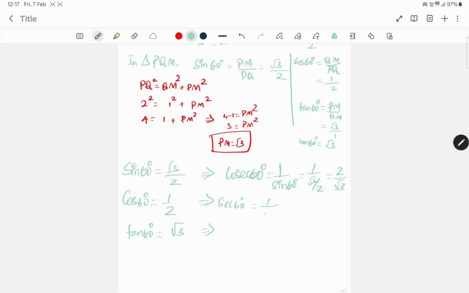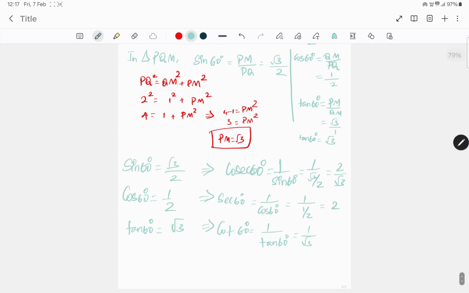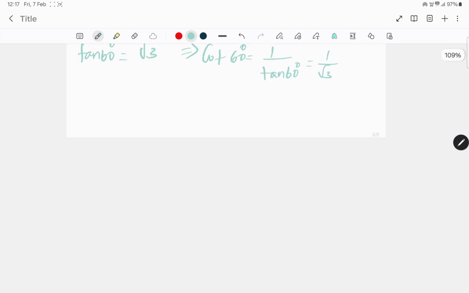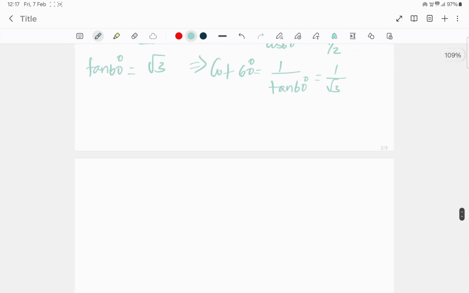This is nothing but 1 by cos 60 degree, 1 by 1 by 2. If it goes to the numerator, it will be 2. Then cot 60 degree is nothing but 1 by tan 60 degree. Tan 60 degree value is root 3, so it is 1 by root 3. Yeah, we have found the 6 trigonometric ratios for the angle 60 degree.